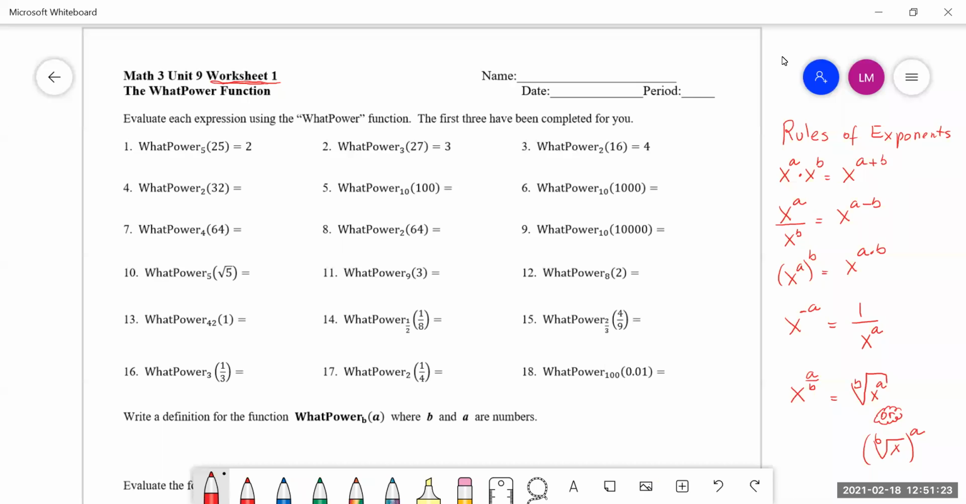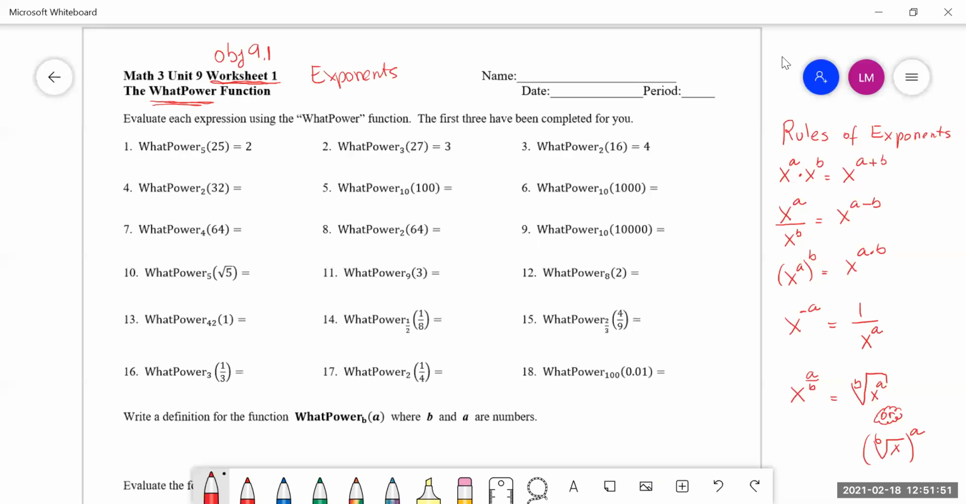I am going to assign some homework from here, but I'm going to do a lot of them as the notes for this objective, okay, for objective 1. So objective 9.1 is called the what power function. That's what logarithms is actually all about, is what power. Okay, so when we're talking about power, we're talking about exponents. So what power, what exponent.